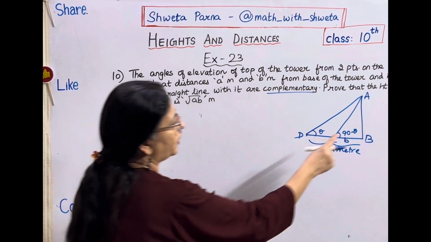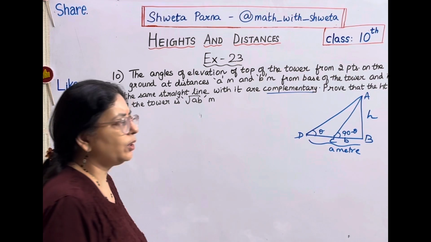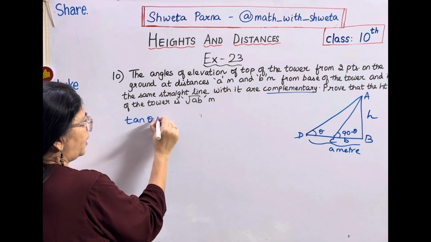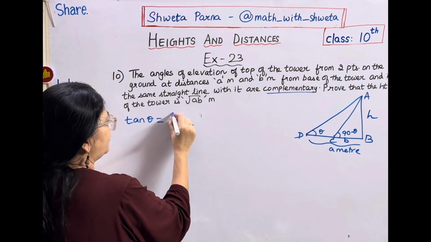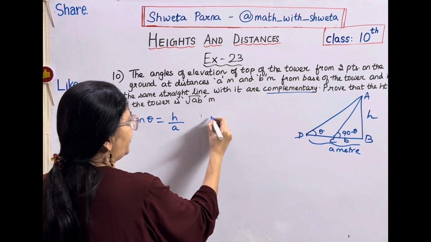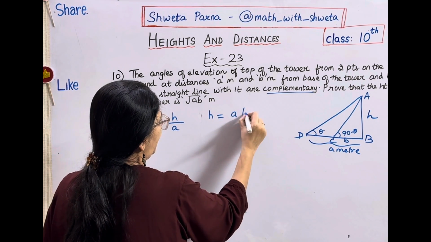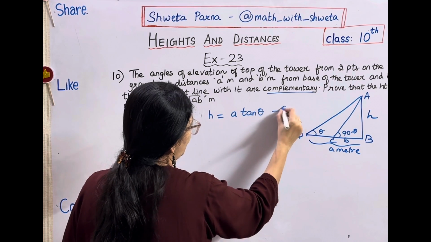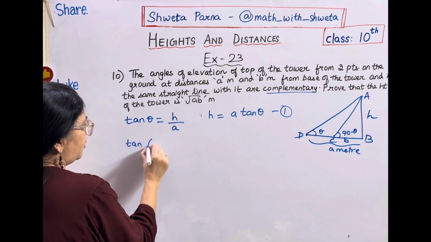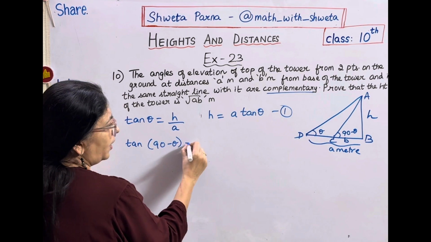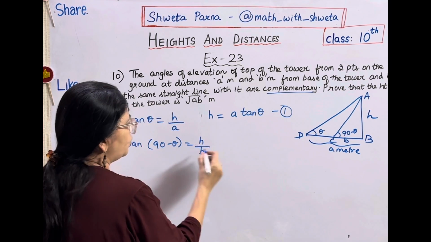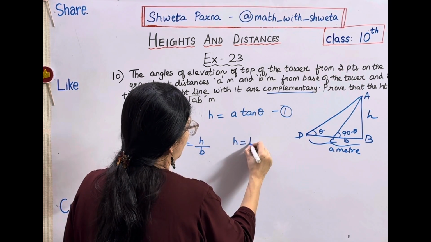Prove that the height of a tower, this height, is equal to root of AB. Let's solve. What is tan theta? Tan theta is opposite, which is H, upon adjacent, which is A. So we can say H is equal to A into tan theta. This is equation 1. Now what is tan 90 minus theta? It is also opposite upon adjacent, which is B.